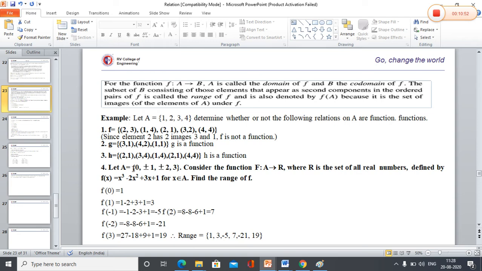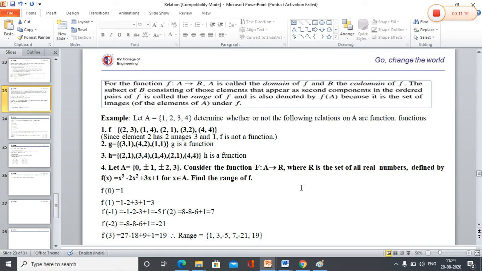Now suppose a function is given and you have to find the range. Okay, so in this example, I have set A which has elements 0, plus minus 1, plus minus 2 and 3. Okay, and there is a function f from A to R. So A is this set and R is the set of all real numbers. Okay, so defined by this: f(x) = x cube minus 2x square plus 3x plus 1, for x belongs to A. Find the range of f.